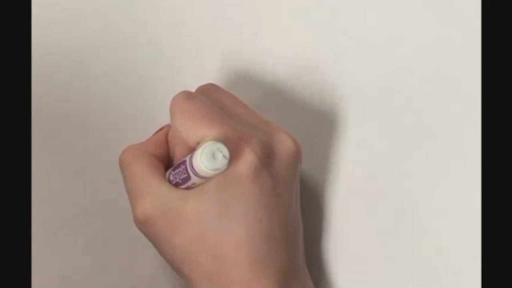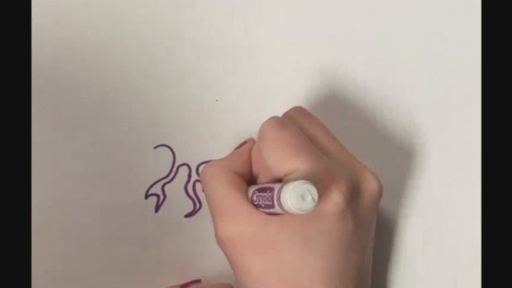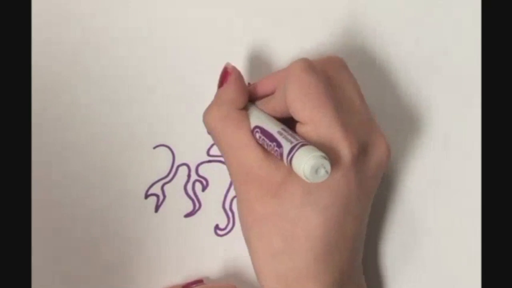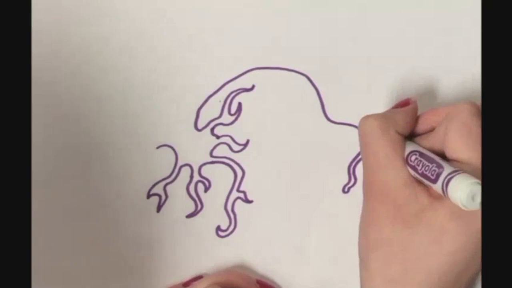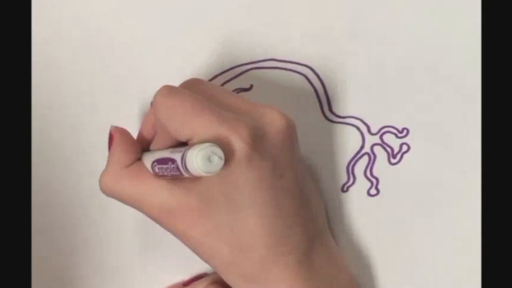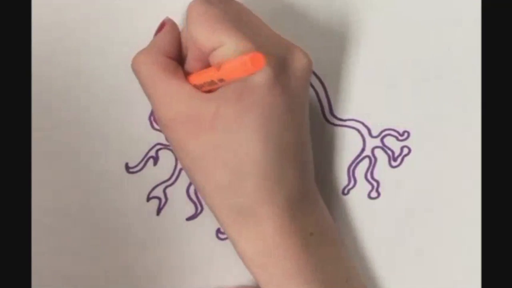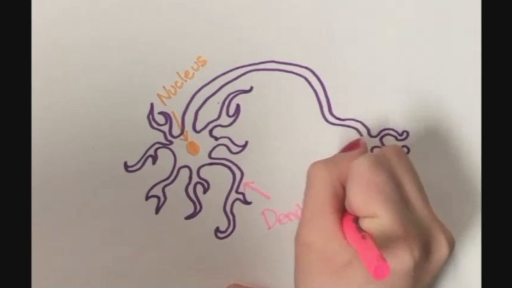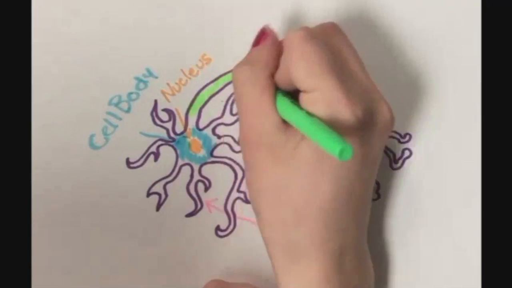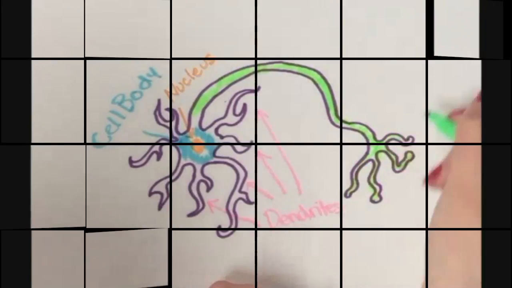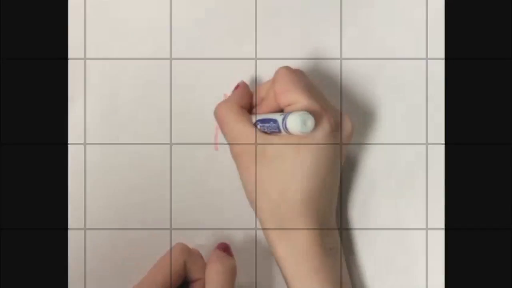Now, let's look at the structure of one of these neurons. A neuron is made up of dendrites, an axon, synapses, which all form the cell body, which encloses the nucleus. The dendrites receive signals from other neurons. The axon transmits action potentials to the synapses, which in turn release neurotransmitters.